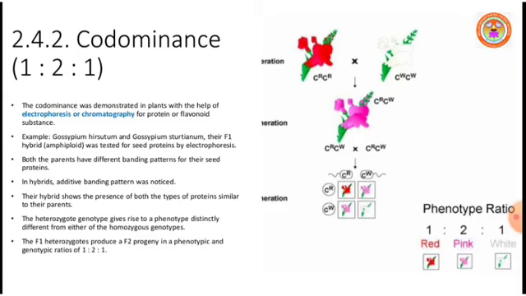The F1 heterozygotes produce an F2 progeny in a phenotypic and genotypic ratio of 1:2:1. Codominance is mainly due to the two alleles which are simultaneously expressed in a heterozygous individual.